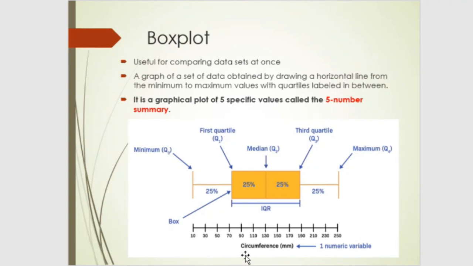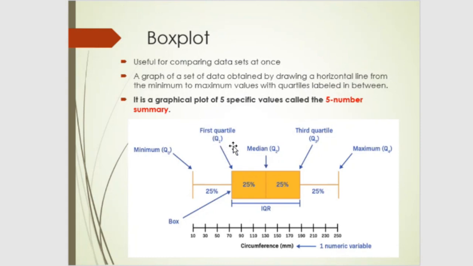So now from the data that you have calculated, you draw a line to indicate the minimum value and the maximum value. It gives you the limit, so all the values are between this value and this value. And you know the difference between the two is called what? The range. Okay.